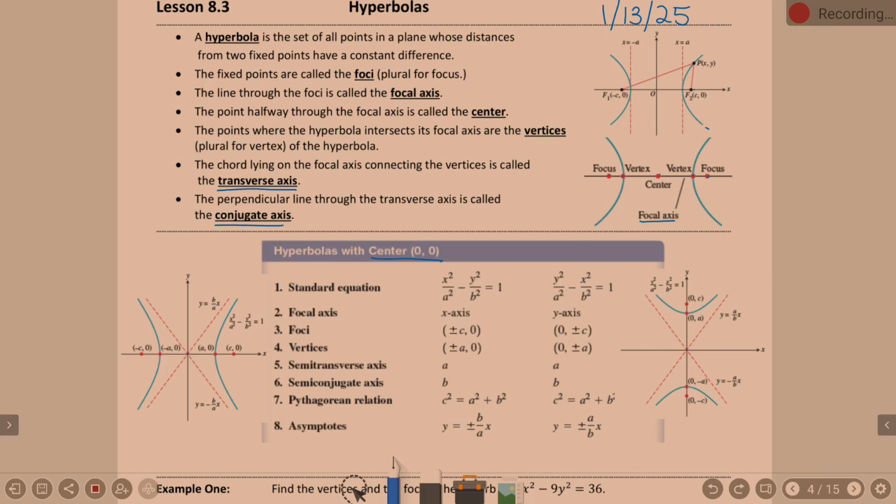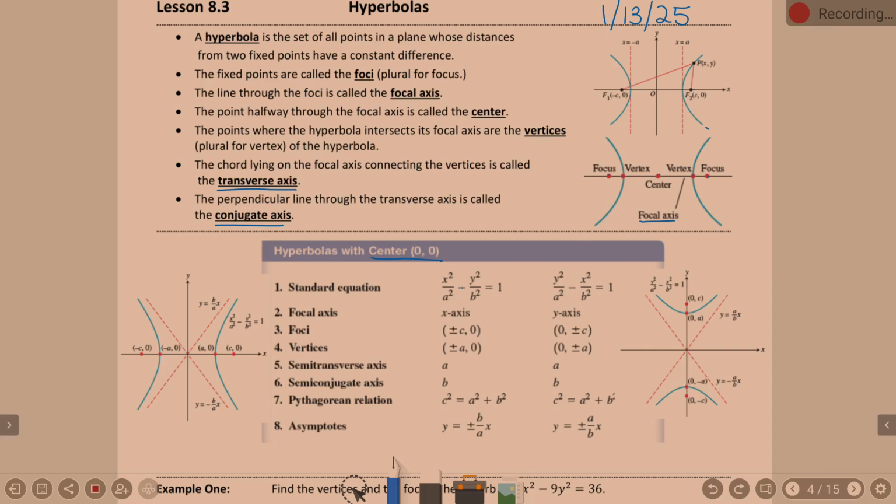What was in the middle? X squared over a squared plus y squared over b squared equals 1. That was the ellipse. For hyperbola, it is a minus. Okay? So that's going to be one big thing. If they give you an equation and you see that minus, you know it's going to be a hyperbola. A plus is going to be an ellipse. Other than that, it looks very much the same.